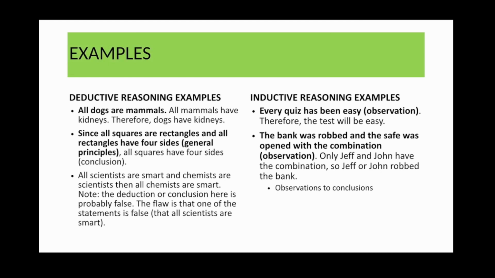Another example, this is deductive reasoning again. So since all squares are rectangles and all rectangles have four sides, so these would be the general principles or statements. So a conclusion we could draw from that is that all squares have four sides. And as long as the premises, the initial statements, are true, then the conclusion will be true if it flows logically from those prior statements.